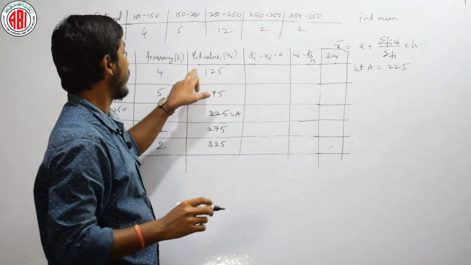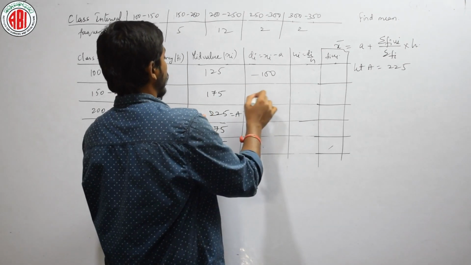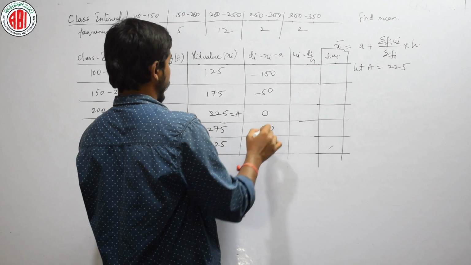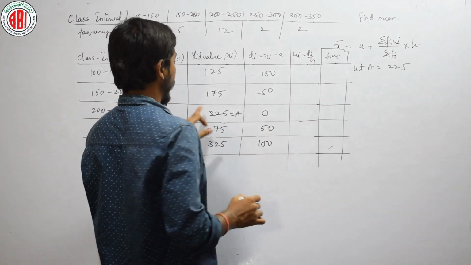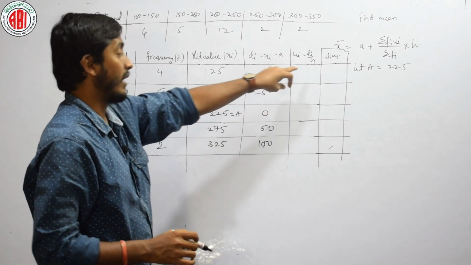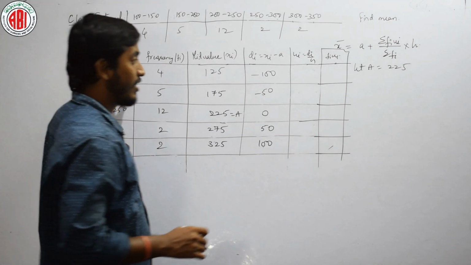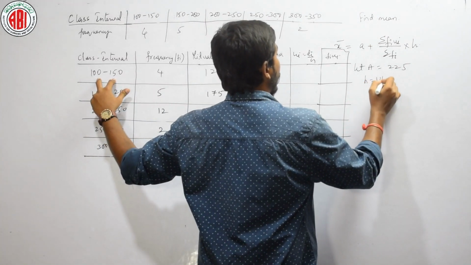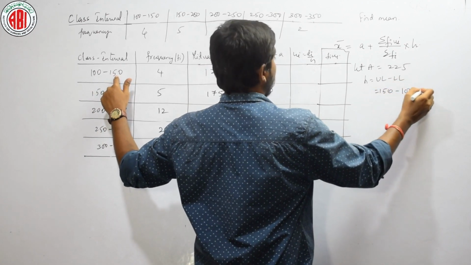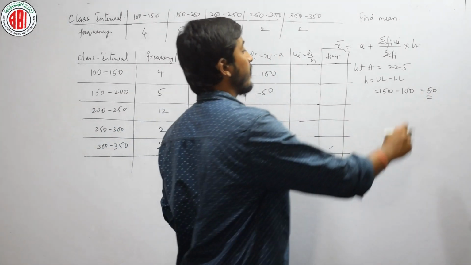The next is di: 125 minus 225, which is minus 100, 175 minus 225 is minus 50, 0, 275 minus 225 is 50, 325 minus 225 is 100. The next is ui, which is di by h. What is h here? H is upper limit minus lower limit, which is 150 minus 100, that is nothing but 50. Is it okay? This is 50.